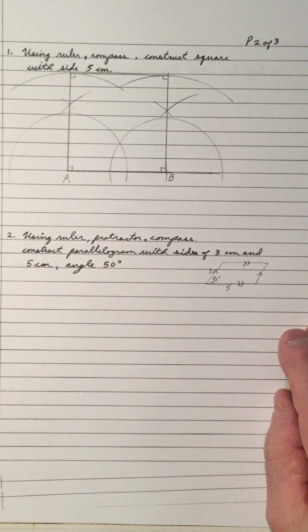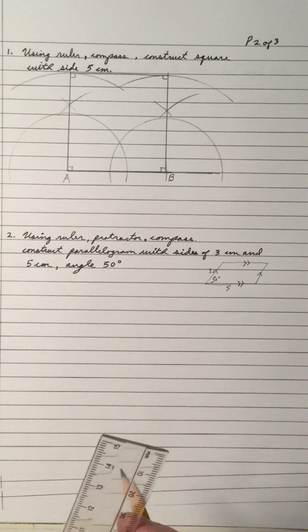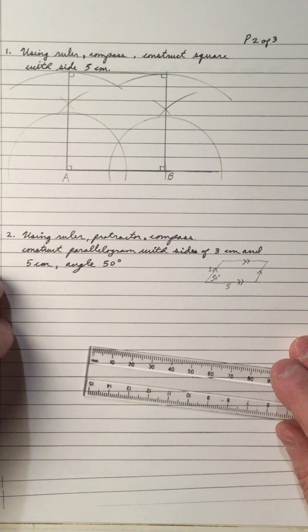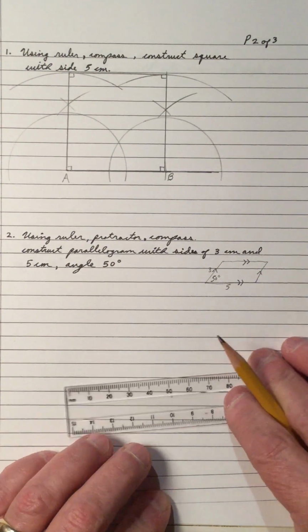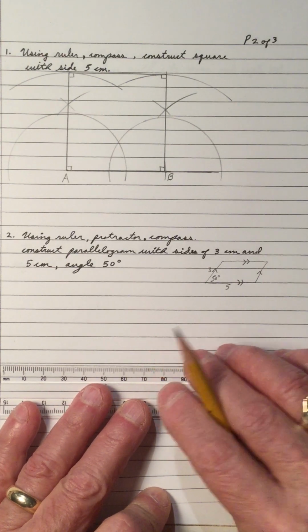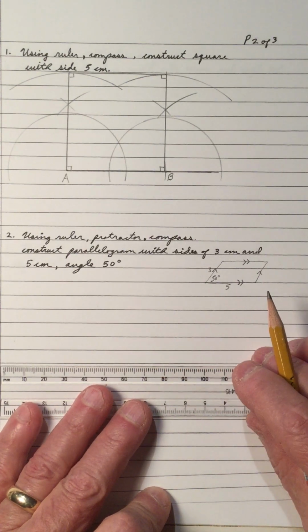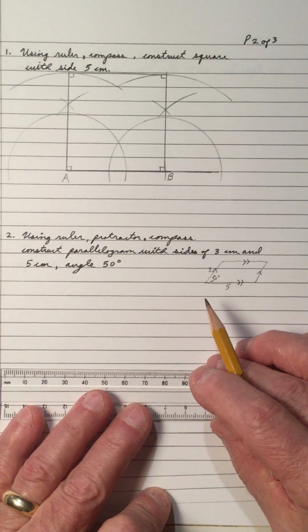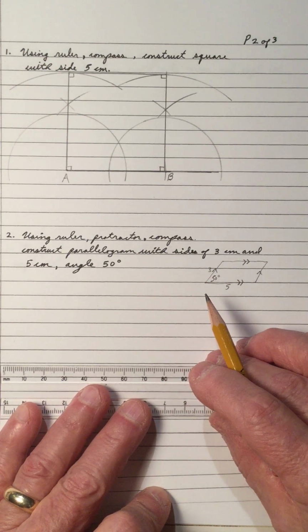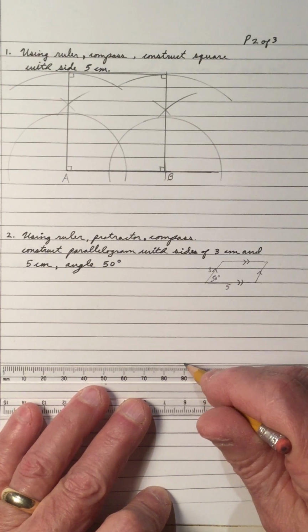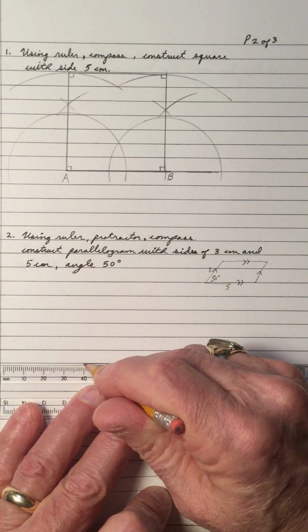So to construct a parallelogram, using all the information that we've learned in the videos on constructions, let's draw a segment, and we'll make the segment 5 centimeters long. 5 centimeters would be from 40 to 90. There's 40 to 90.